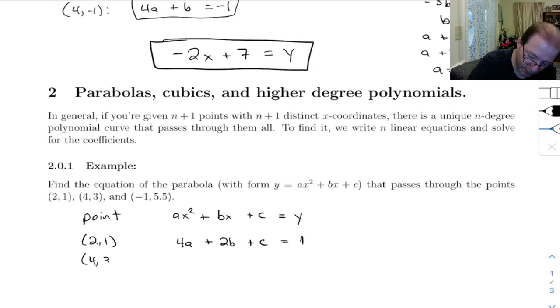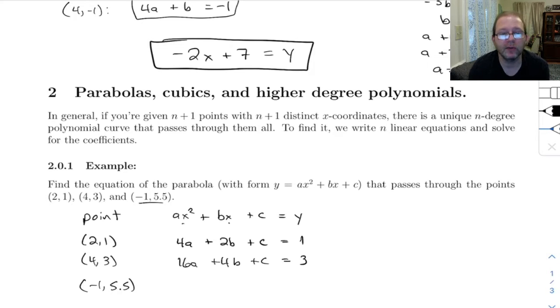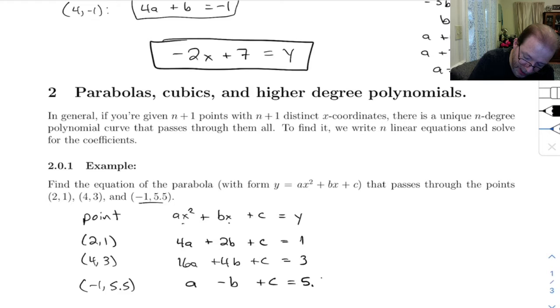Then for the point 4, 3, we're going to replace each one of the x's here with 4. So this will be 16a plus 4b plus c equals 3. And then this point, -1, 5.5, I'm going to replace each one of those x's with a -1. So -1 squared gives you 1a. Then you get minus b plus c equals 5.5. So this is our system that we need.